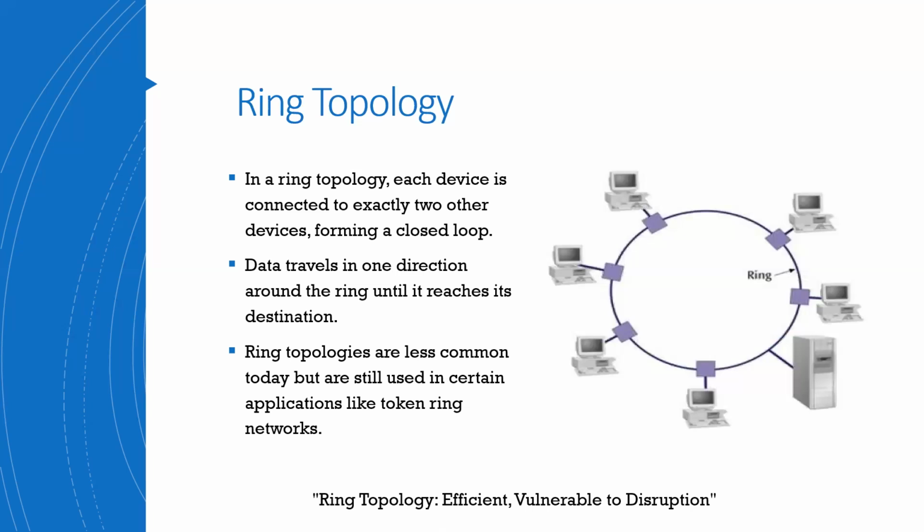Coming to ring topology, in a ring network, each device is connected to two other devices, forming a circular path. Data travels in one direction, reducing the chances of data collision. However, if one device fails, it can affect the entire network. So ring topology is efficient but vulnerable to disruption.